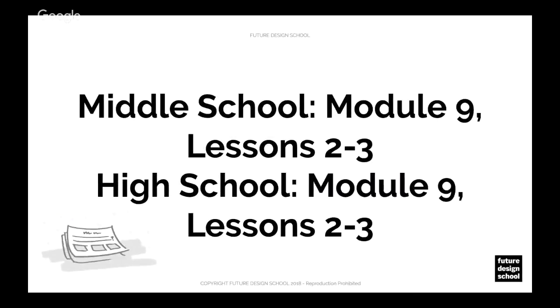So when we are thinking about this in the app, the middle school course, it's module 9, lessons 2 to 3. And then the high school course, it's module 9, lessons 2 to 4, actually not 2 to 3.